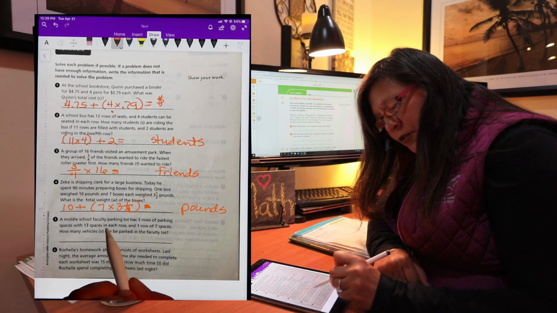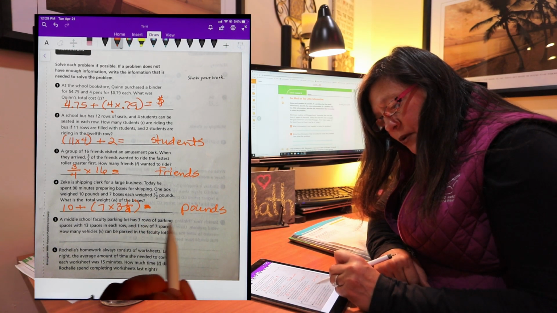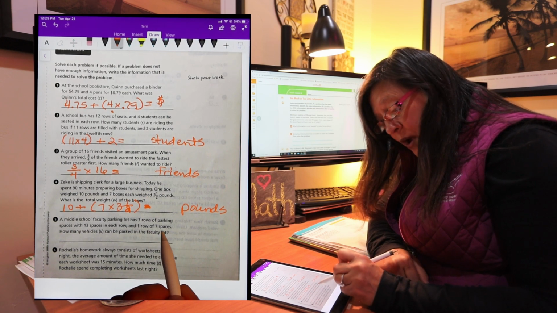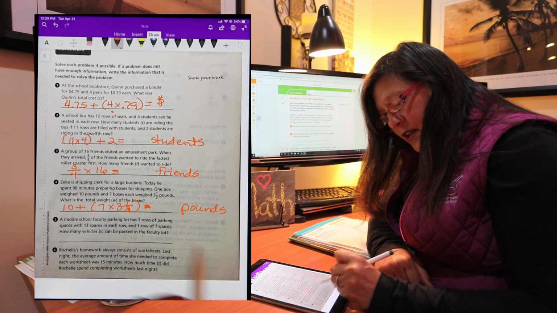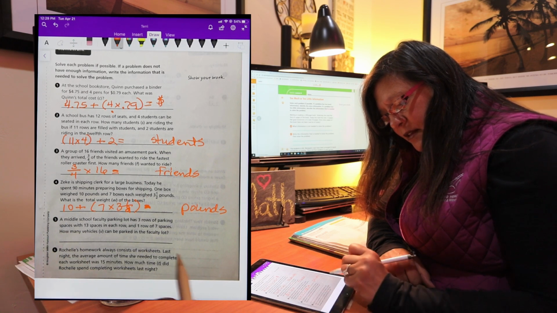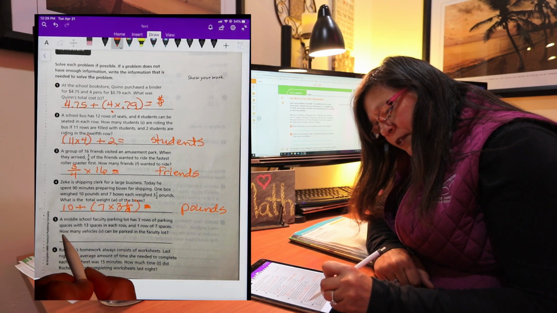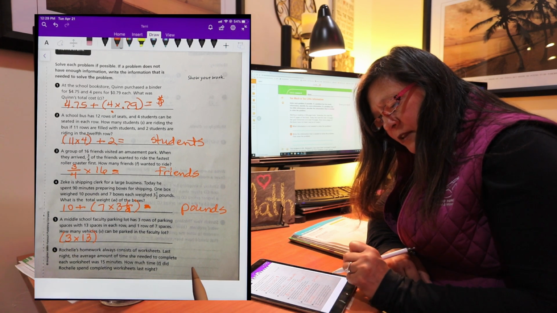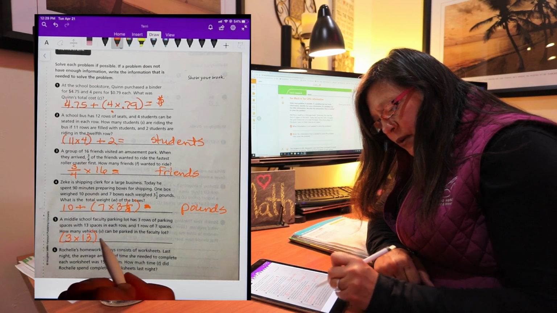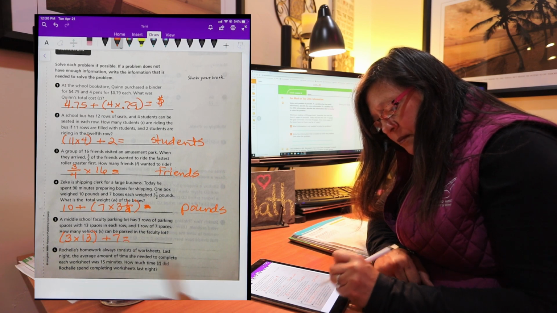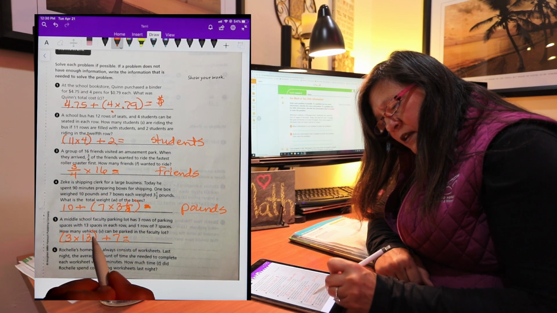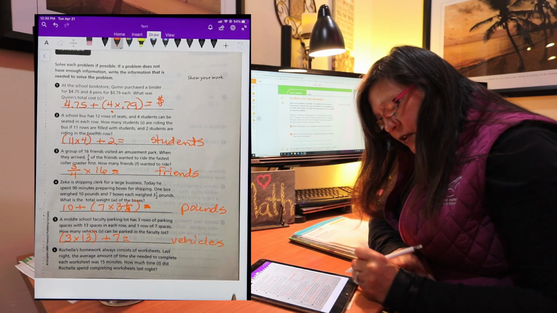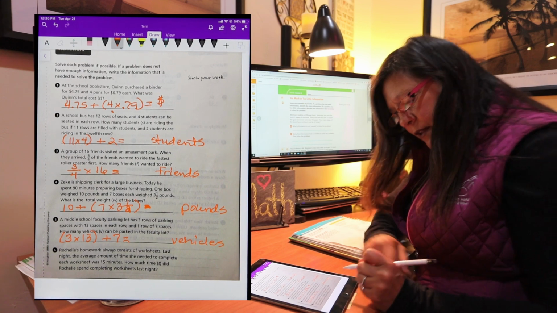Number 5, a middle school faculty parking lot has 3 rows of parking spaces with 13 spaces in each row and 1 row of 7 spaces. How many vehicles can be parked in the faculty lot? Well, there are 3 rows with 13 spaces, so we're going to put that in parentheses, and then 1 row of 7, so add the 7. And how many vehicles is your label? That's what you're solving, and that's going to give you your answer.